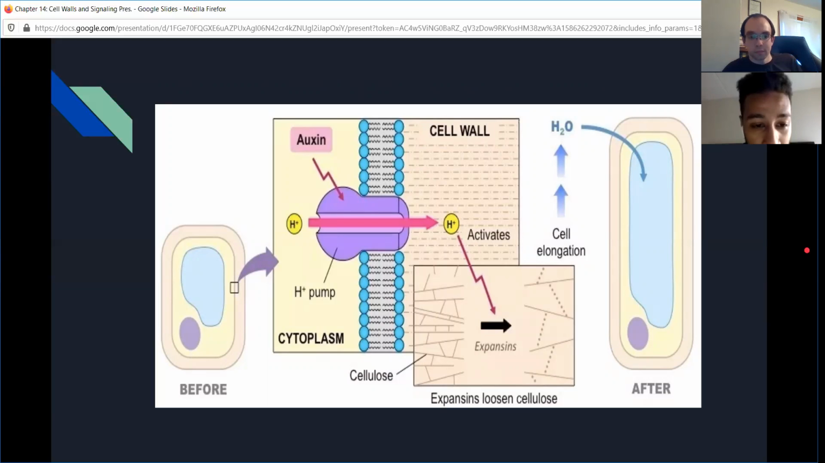So here in the before image, you see that this is a smaller cell wall. Then it goes through the process of auxins triggering a hydrogen pump through the cytoplasm. Once that enters the cell wall, we see that the hydrogen activates the expansins mentioned before, and those expansins are able to then loosen the cellulose microfibrils, which then allows water to enter the cell wall and to then expand and essentially make the cell wall larger.